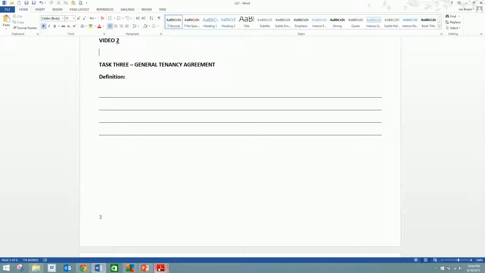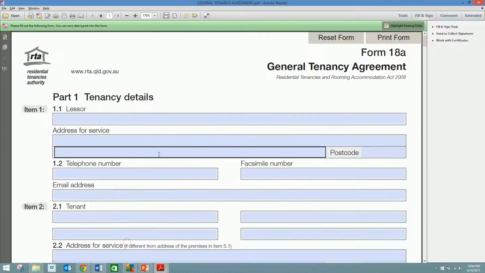Okay, so let's have a look at an example of the form. So a general tenancy agreement. This is what it looks like. It's a standard form from the Residential Tenancies Authority. That's the governing body in Queensland who looks after rental properties.